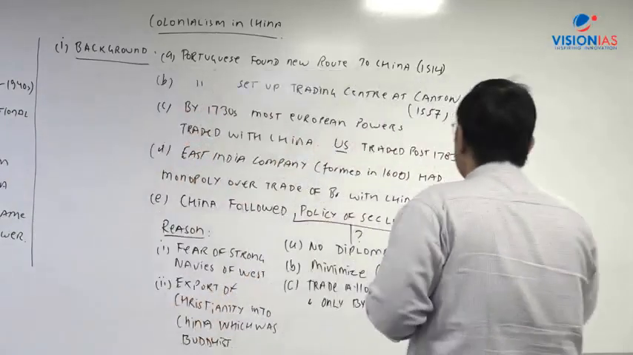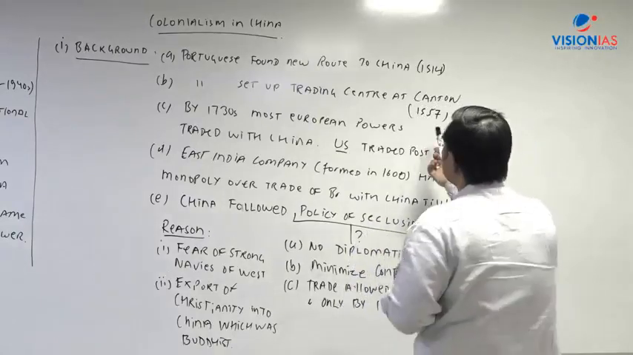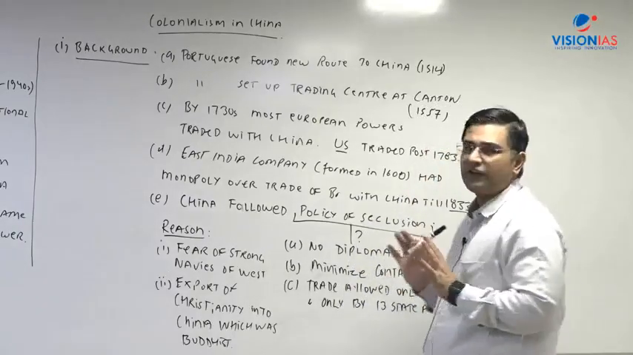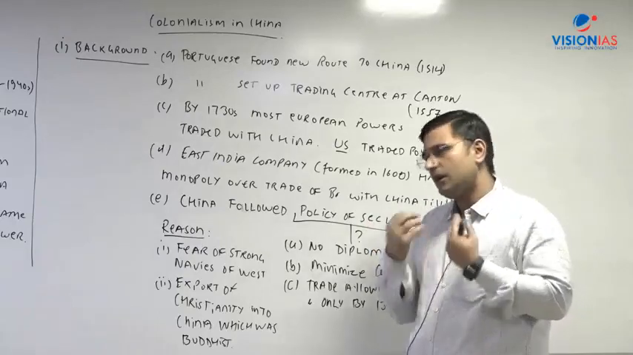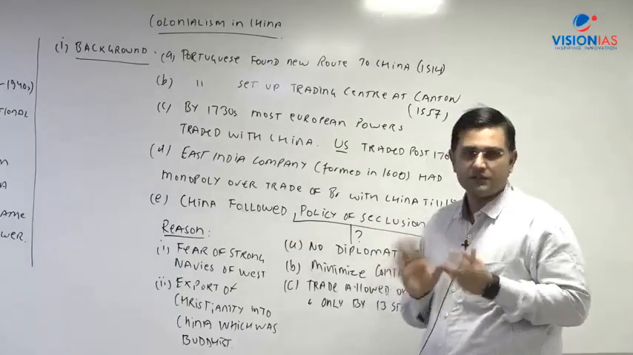Coming back. So basically, the Portuguese set up the trading center at Canton in 1557. Only what is written is the important thing; the rest I am explaining verbally, so if you want to note something down, you can, otherwise not that important.